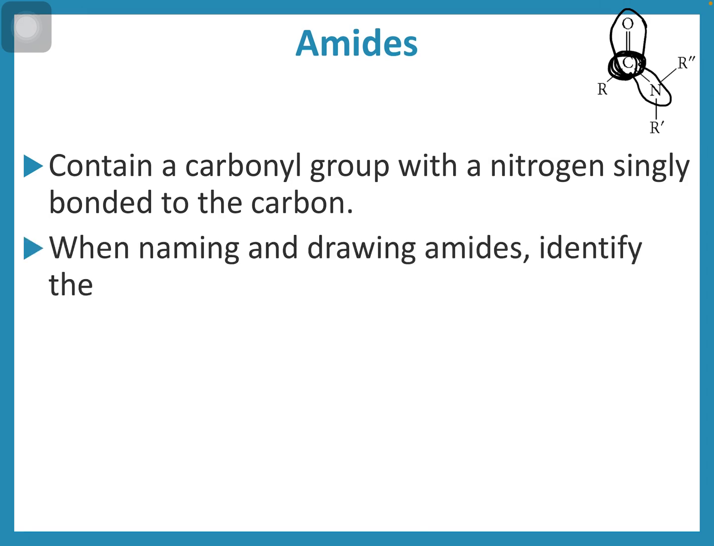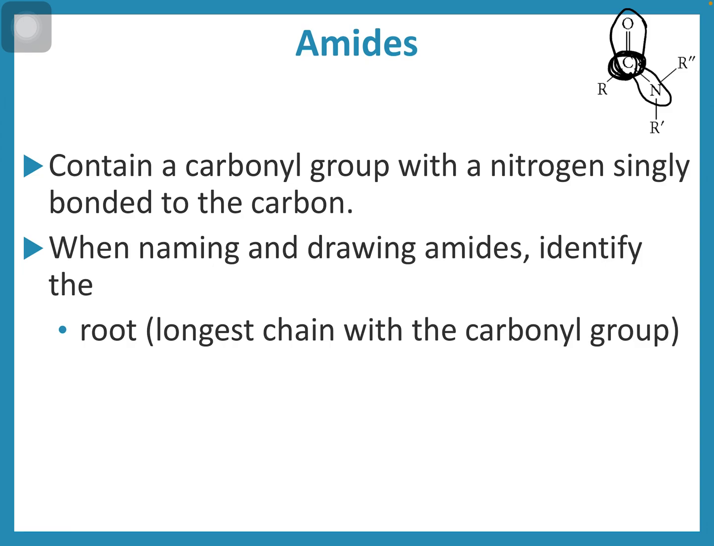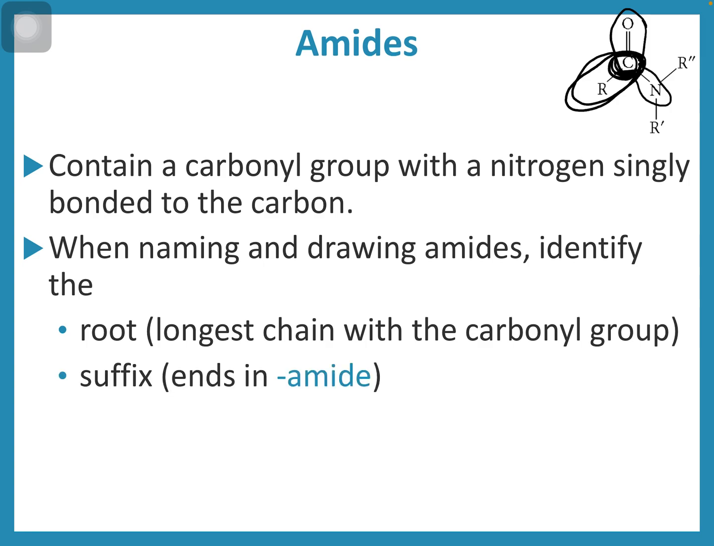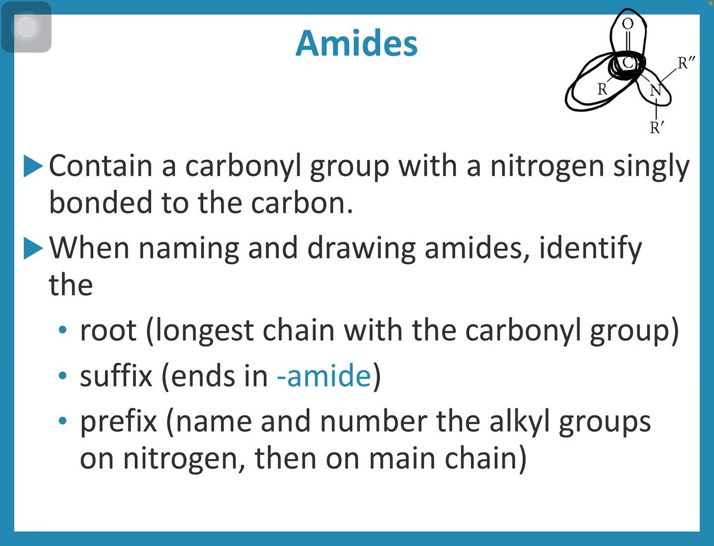When we're naming or drawing these, we are going to identify the root chain, or the longest chain that has that carbonyl group. Whatever this carbon is attached to, that is the carbon that has the carbonyl and the nitrogen attached to it. Then we change the suffix ending to amide, and then we add in the prefix, which includes any alkyl groups on the nitrogen, and after that any groups off of the main chain. So we are first going to add in those groups.